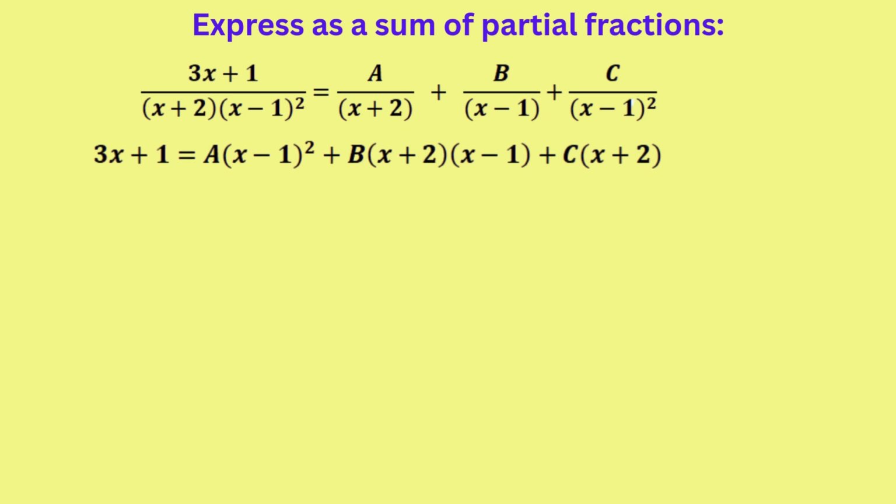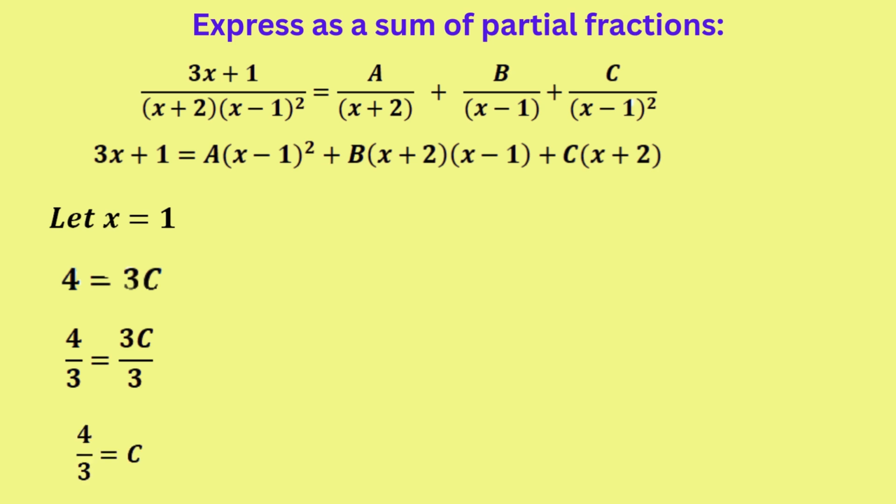If we let x equal 1, the left-hand side will be 3 times 1, plus 1, which is 4. On the right, the first 2 brackets will be 0, making a and b disappear, while the last bracket will be c times 1 plus 2. So we get 3c. To solve for c, we divide both sides by 3. So c is equal to 4/3.